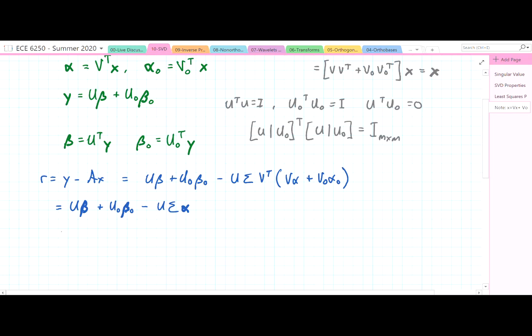Okay, well, we can do just a little bit more with this. Actually, let's do U naught times beta naught plus U times beta minus sigma alpha. So that's our R. And we want to choose our alpha that minimizes the norm squared of R. That was the whole point, right? We wanted to find the minimum X of R squared.